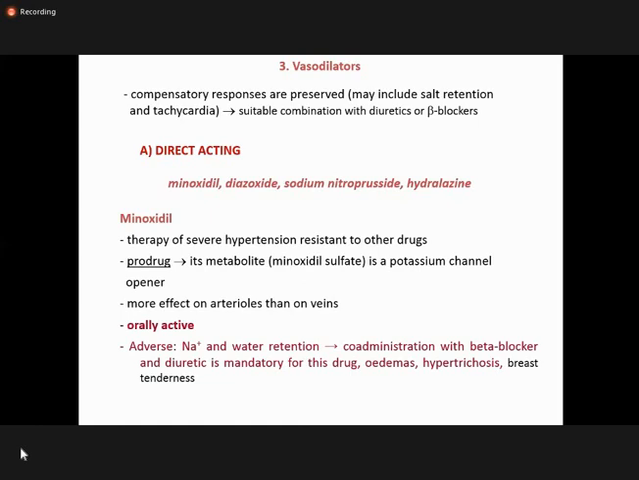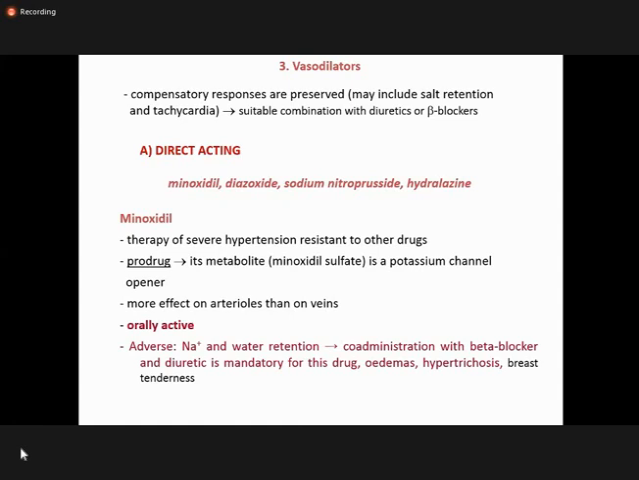We can classify vasodilators broadly into direct acting and indirect. Directly acting means it directly stimulates the smooth muscle. We have very important examples, for example, minoxidil, diazoxide, sodium nitroprusside, and hydralazine. So these are the very important examples of direct acting vasodilators. So that is why we are discussing them over here.